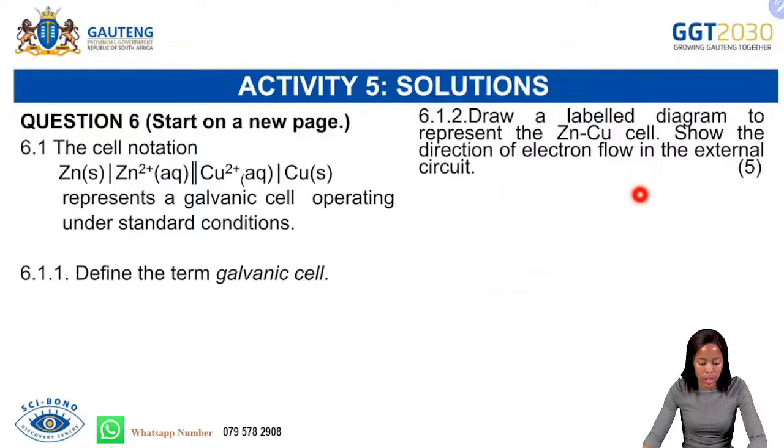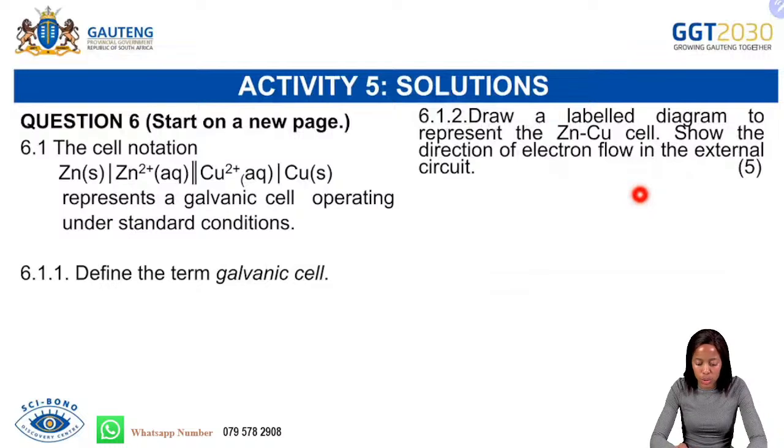So remember, in terms of the definitions, we need to define according to the examination guidelines. So it's going to be what? An electrochemical cell that converts your chemical energy to electrical energy there, okay?